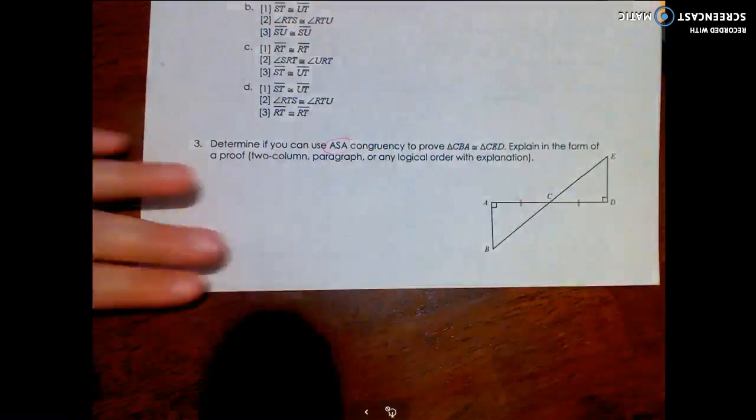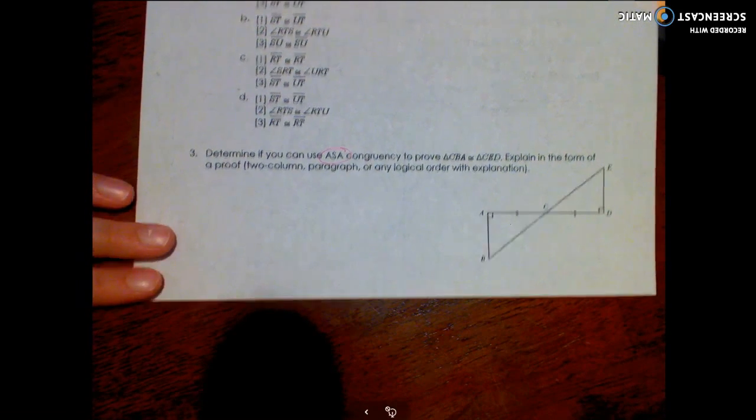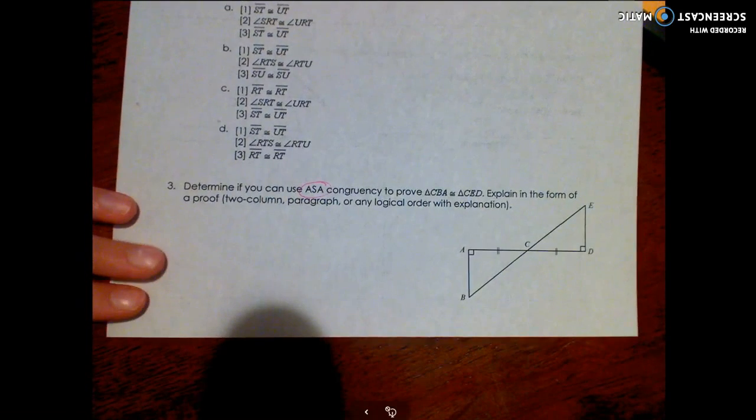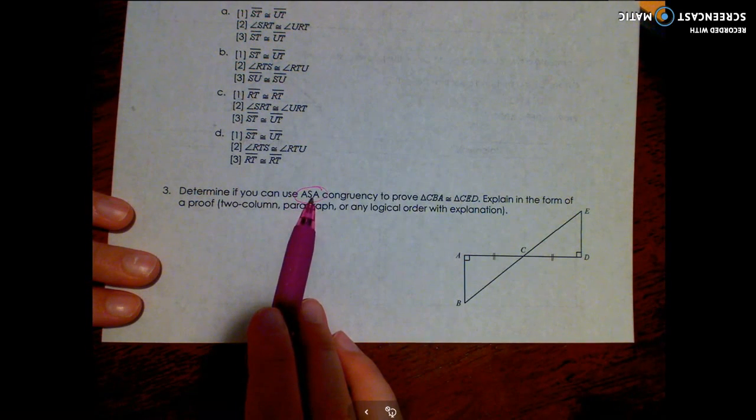This one I would definitely want to look at. So it says determine if you can use angle side angle congruency to prove this. So what you would first want to do is come up with an idea of what you could do in order to prove this. And notice we're wanting to do angle side angle. So I need two angles with a side between them.